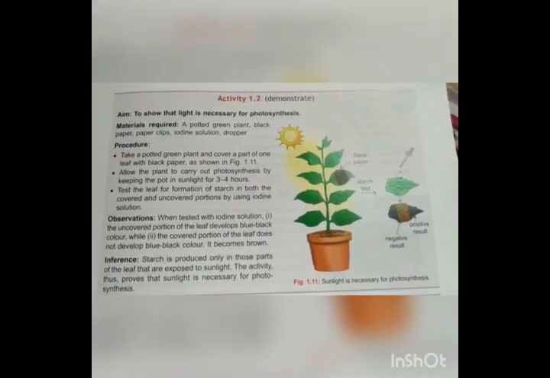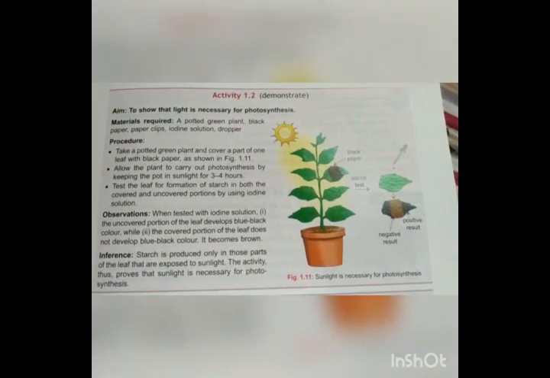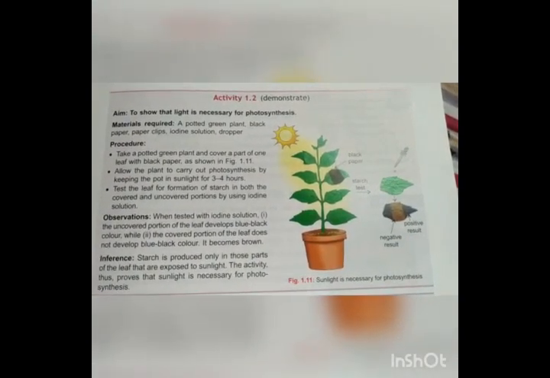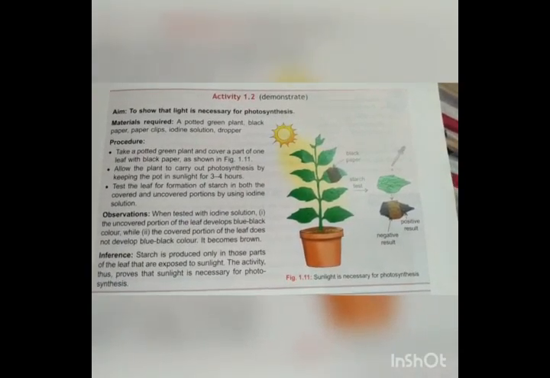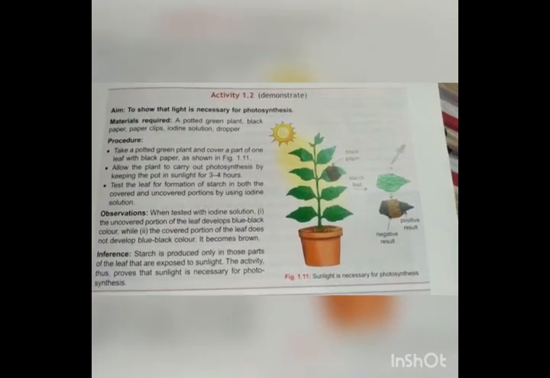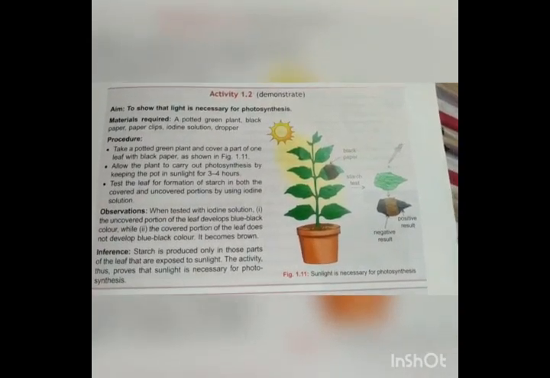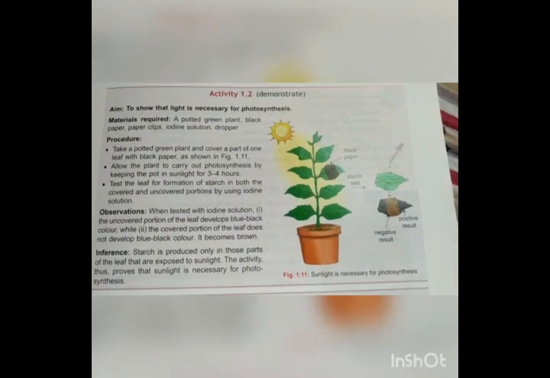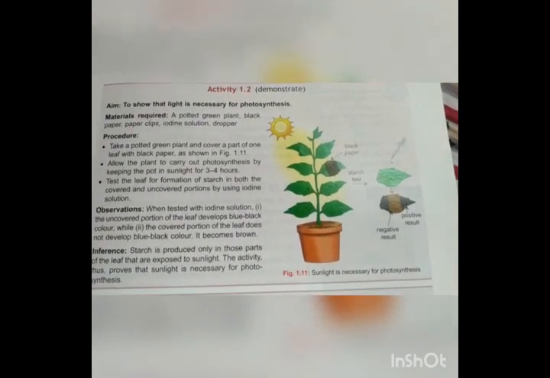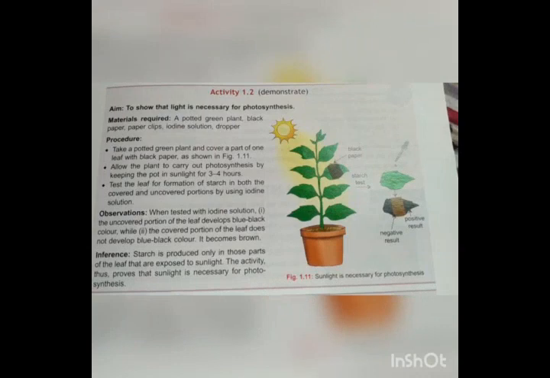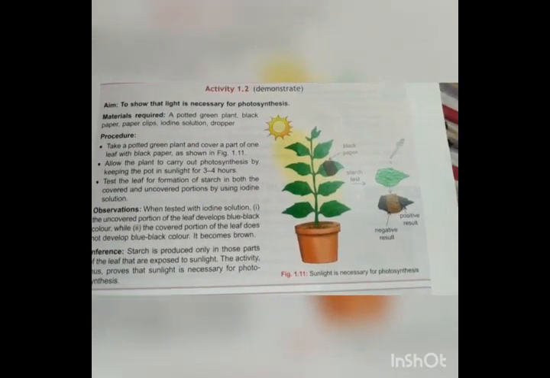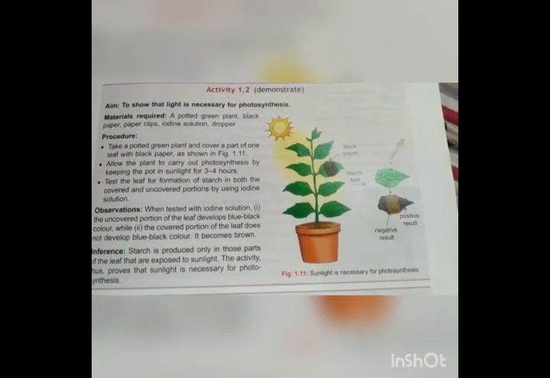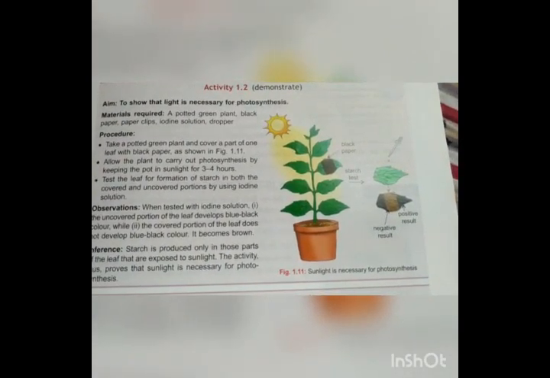What we observe is that when we test with iodine solution, the uncovered portion of the leaf develops a blue black color, while the covered portion does not develop blue black color, it becomes brown. So it means the covered area doesn't undergo photosynthesis. There is no formation of starch, no carbohydrate, no food. There is no change in color, because starch is produced only if photosynthesis takes place.